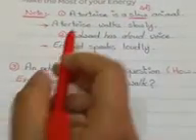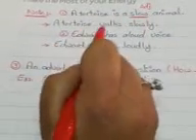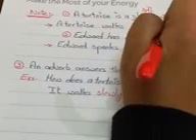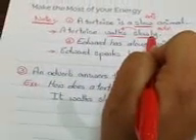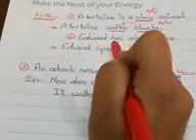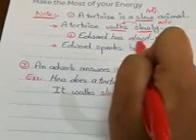A tortoise is a slow animal. This is an adjective. A tortoise is a slow animal. The adverb: a tortoise walks slowly. This is an adverb. It describes the action, the verb. A tortoise walks slowly.